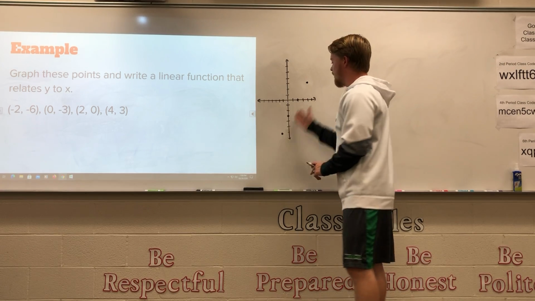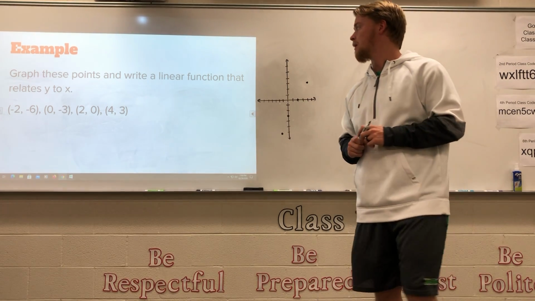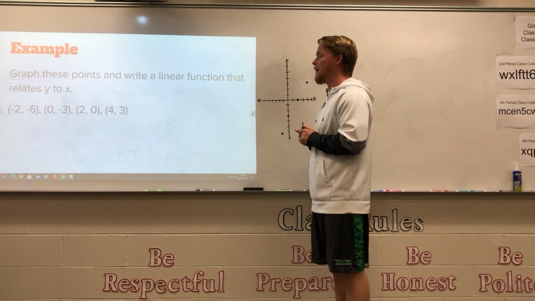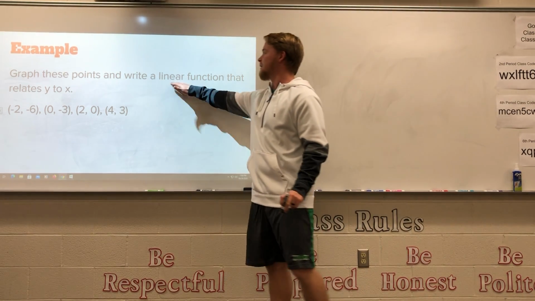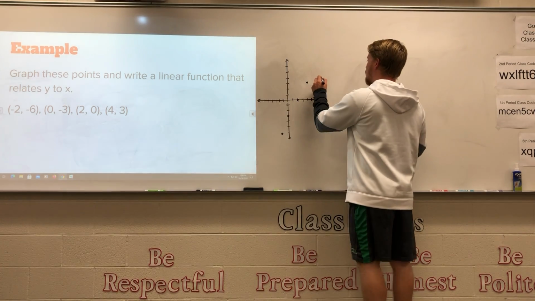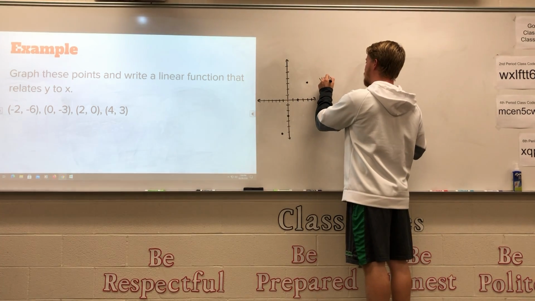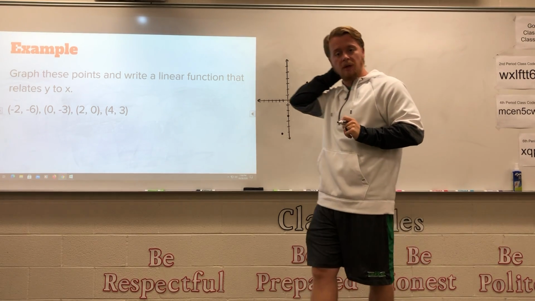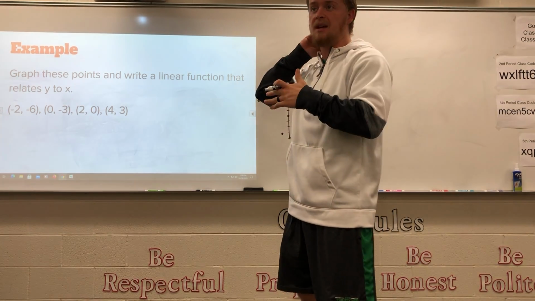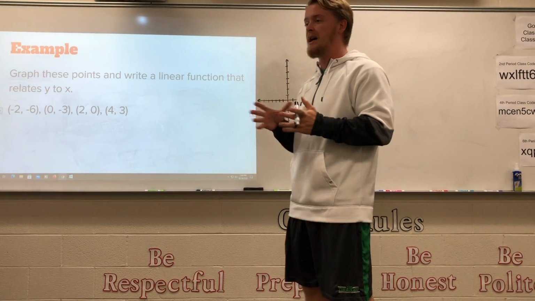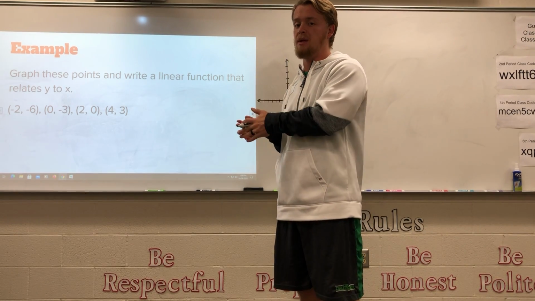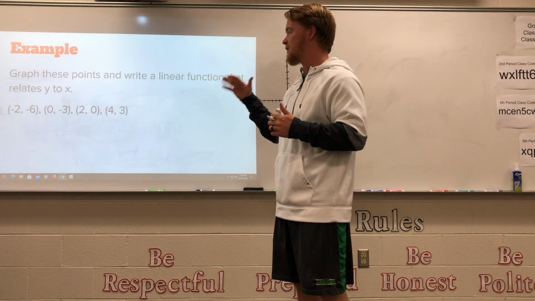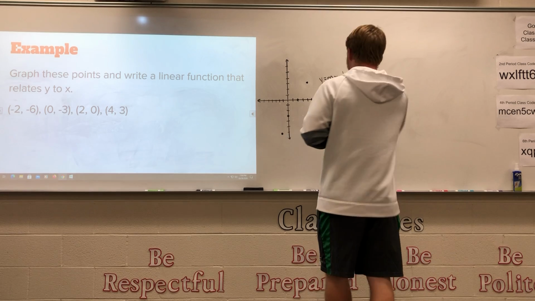Alright, so those points are points that they wanted us to graph, and they say write a linear function that relates y to x. So remember, the linear function is in the form y equals mx plus b. So this is really just reviewing what we did in 4.6, which was where they gave us the graph and we had to make the equation y equals mx plus b with the two important parts, which I know some students struggle with, so this is good that we're reviewing this again.